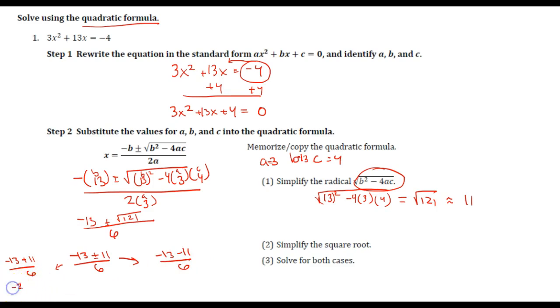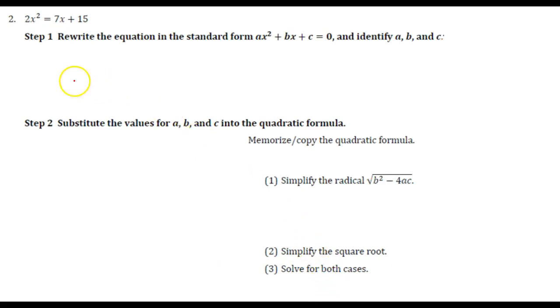and that would yield a result of negative 2 over 6 or negative 24 over 6, and that would reduce down to negative 1/3 or negative 4. Okay, so we did that. Let's continue on. Let's do another problem here.